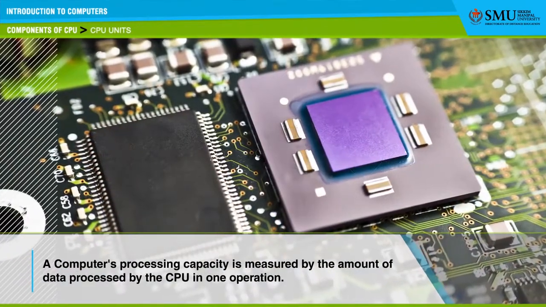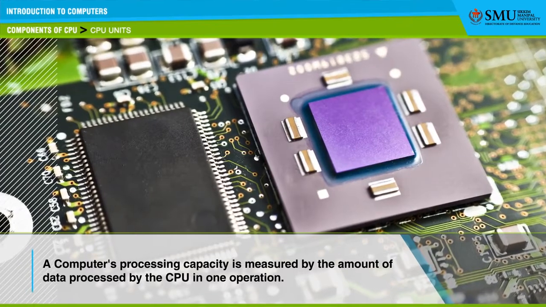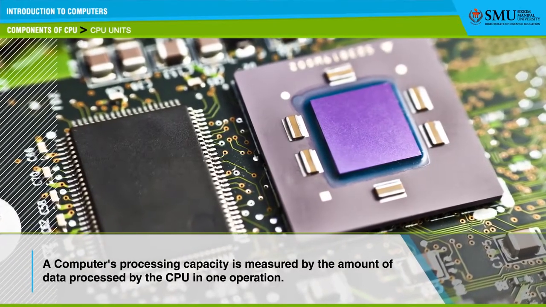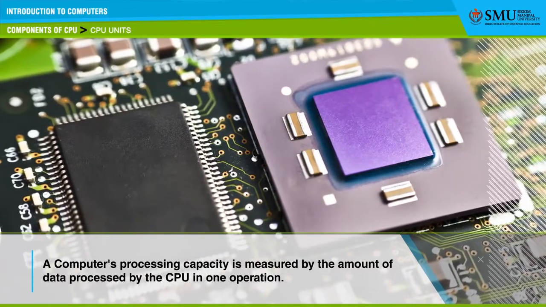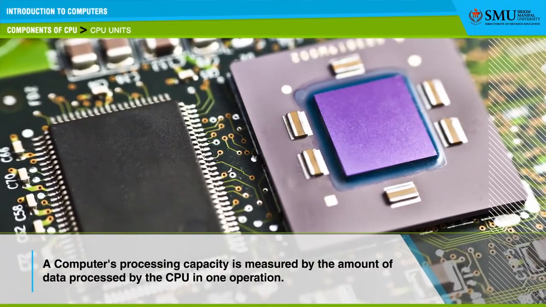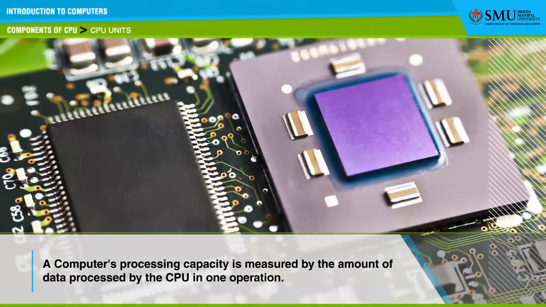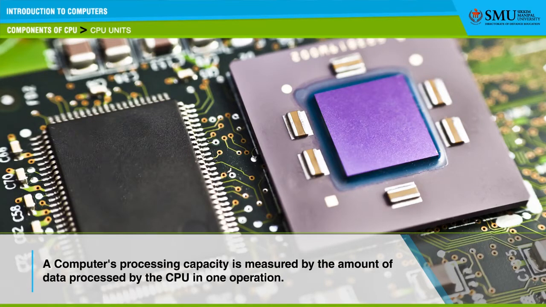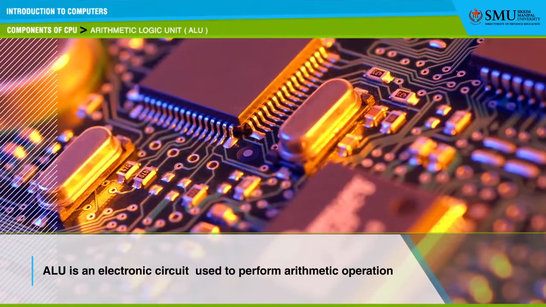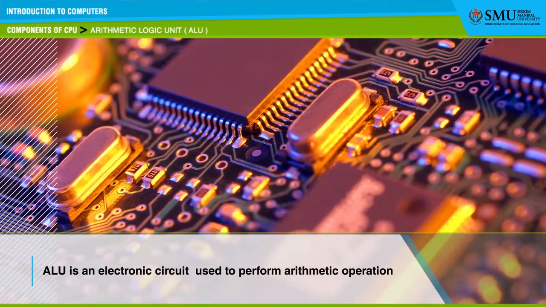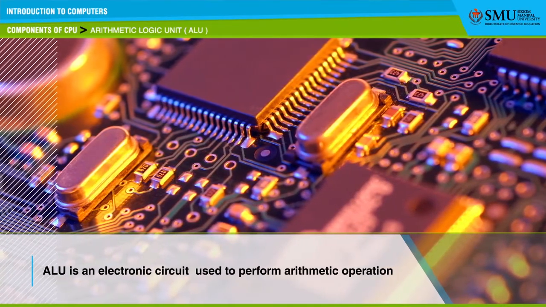A computer's processing capacity is measured by the amount of data processed by the CPU in one operation. In a CPU, there are three subunits. They are as follows: arithmetic logic unit, control unit, memory unit. Now let's see each unit in brief.